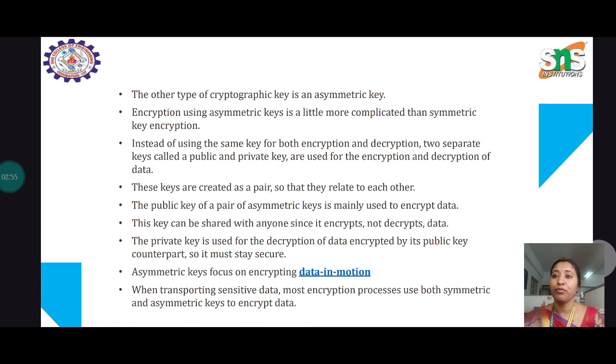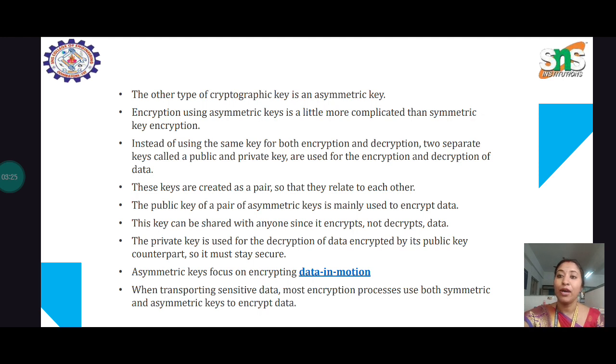The other type of cryptographic key is the asymmetric key. This is a little more complicated than the symmetric key, in order to strengthen the security. There are two keys, one is a private key and one is a public key. Instead of using the same key for both encryption and decryption, two separate keys are used for encryption and decryption of data. These are created as a pair of keys, one private and one public.